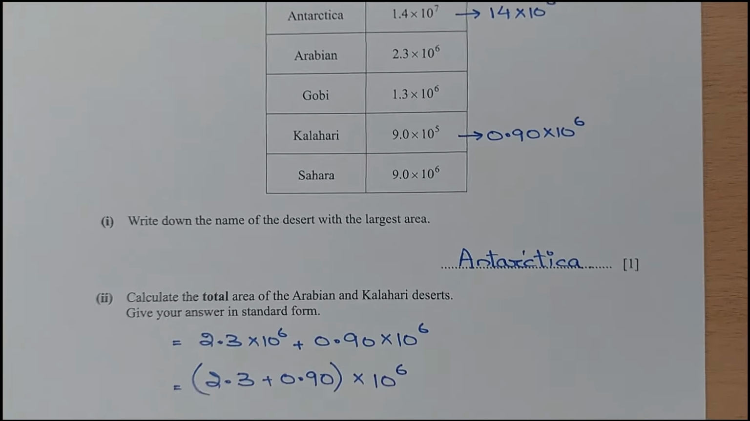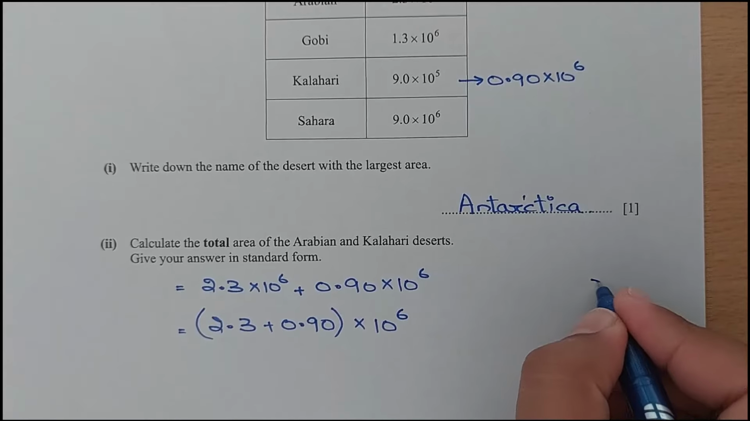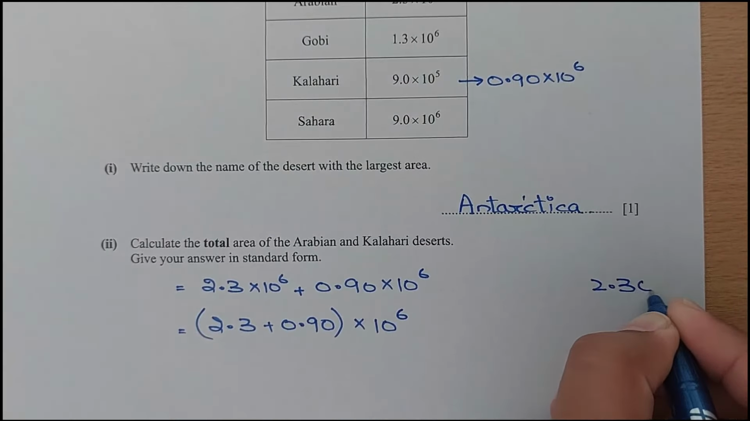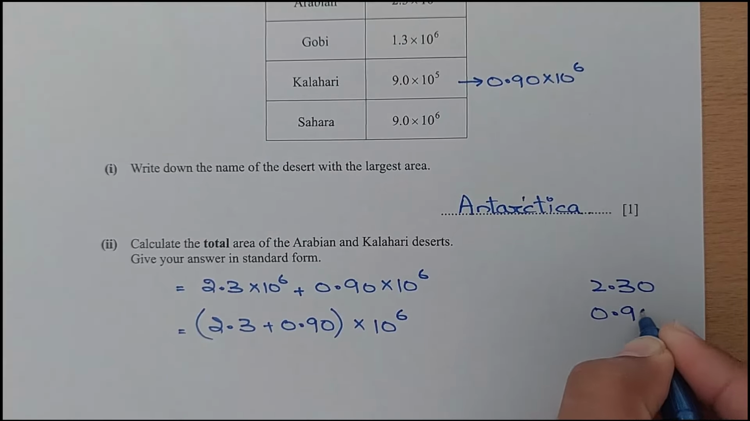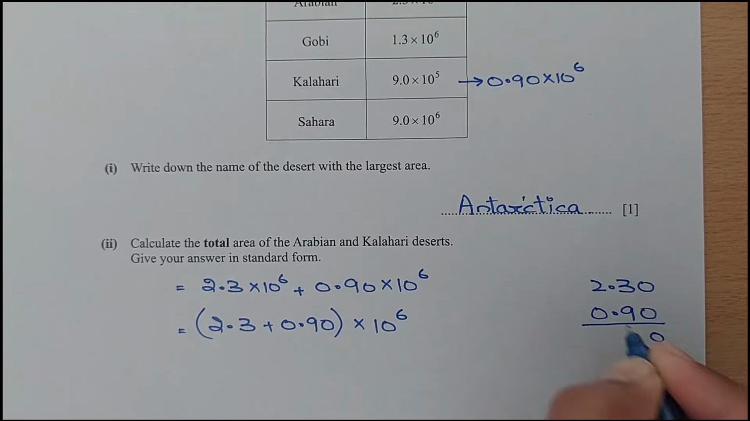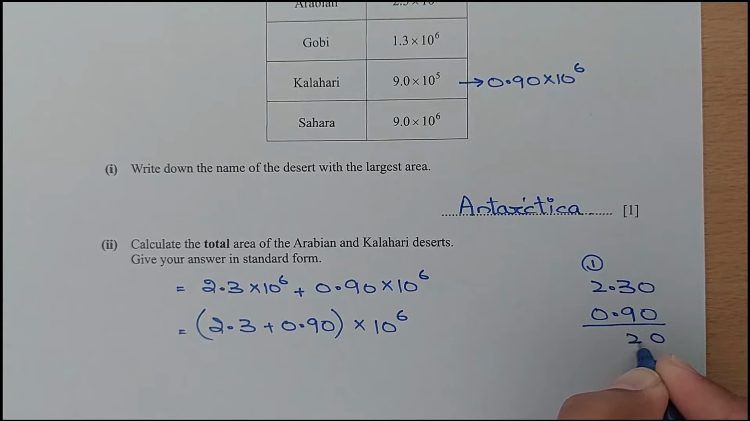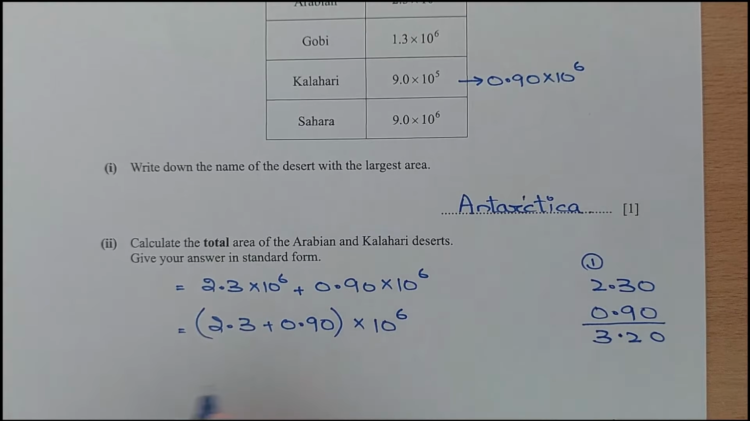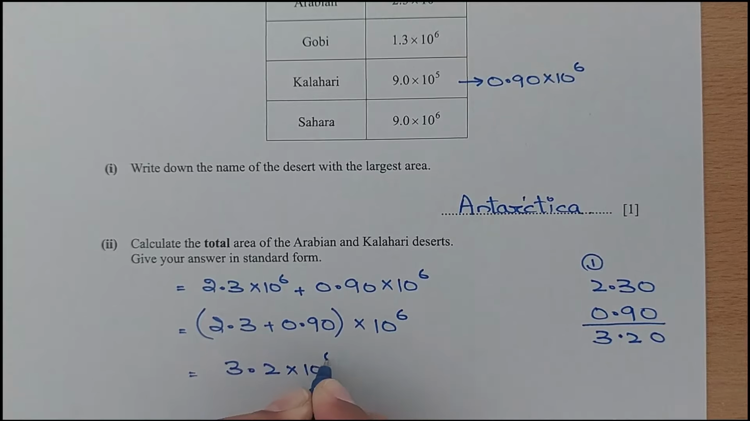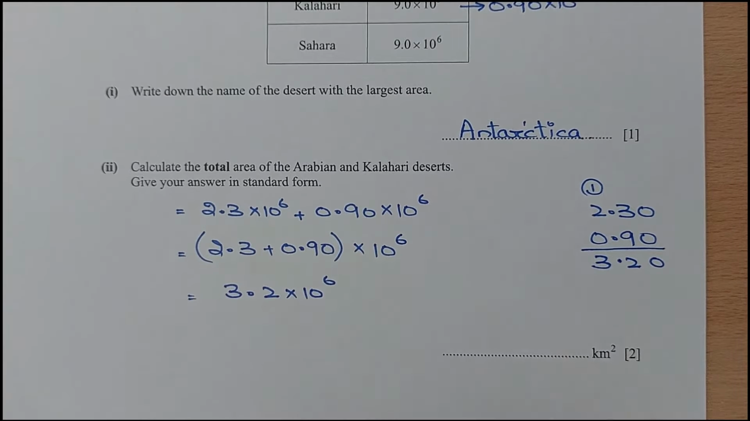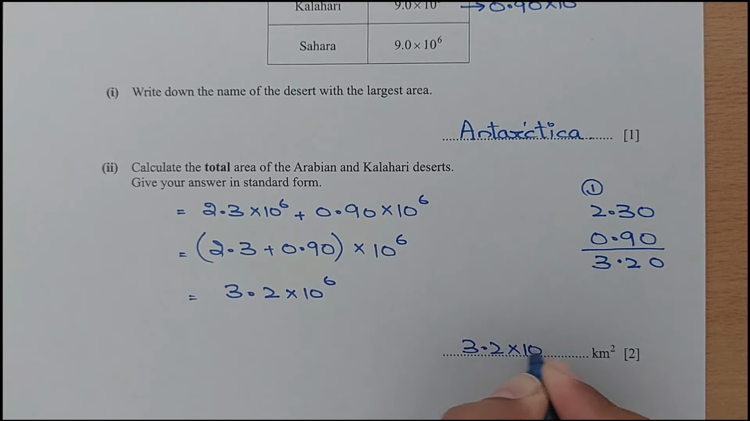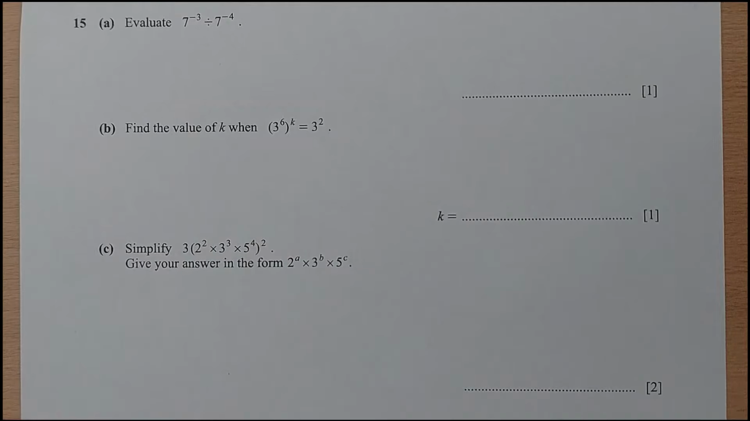So let me add it. We have 2.30 and 0.90. So that is just 0. 9 plus 3, 9, 10, 11, 12, so 1 and 2. And here we have 3. So this is 3.2 times 10 exponent 6. That is the total area in terms of kilometer square. 3.2 times 10 exponent 6 kilometer square.